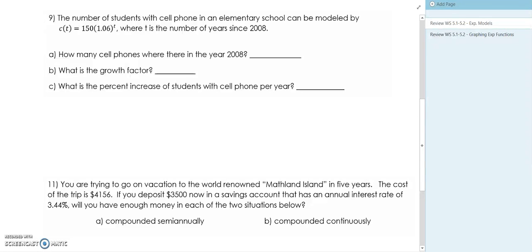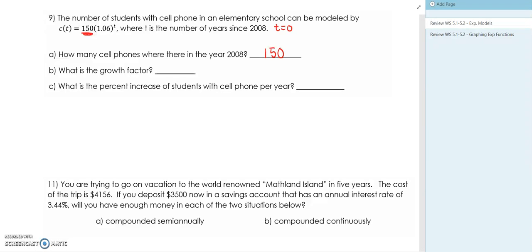All right, so now let's scroll down a little bit and look at this next piece. So this says the number of students with cell phones in an elementary school can be modeled by C of t equals 150 times 1.06 to the t, where t is the number of years since 2008. So 2008 is my starting point. At my time when it's 0 is at 2008. So how many cell phones were there in 2008? Well, when time is 0, that's going to make that exponent a 1, but we also know that this is our starting value, so I don't have to do any calculations. There was 150 students with cell phones in 2008.